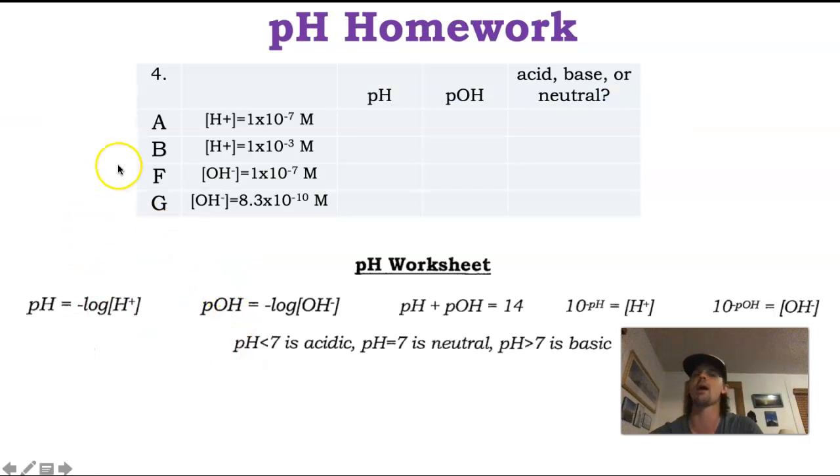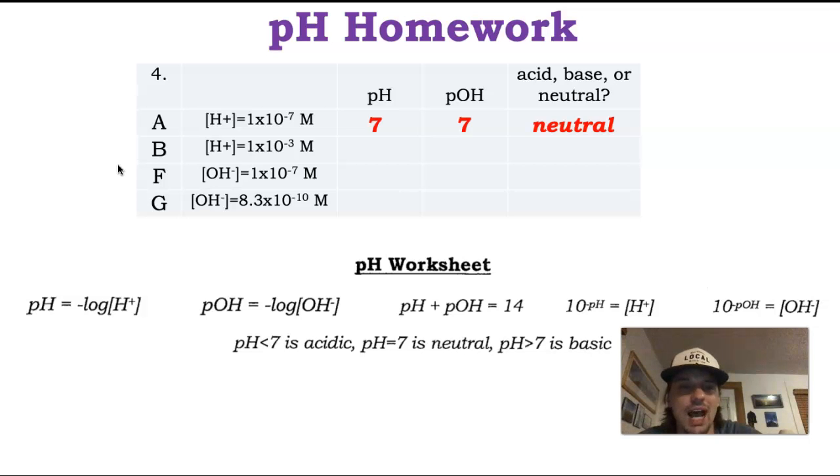All right, let's do a few problems from the back of your worksheet, worksheet 9.3. Number 4. The hydrogen ion concentration is 1 times 10 to the negative 7th. If I take the negative log of that, I get the pH of 7. 7 plus what equals 14? 7. Is this acidic, basic, or neutral? Hopefully you say neutral. All right.